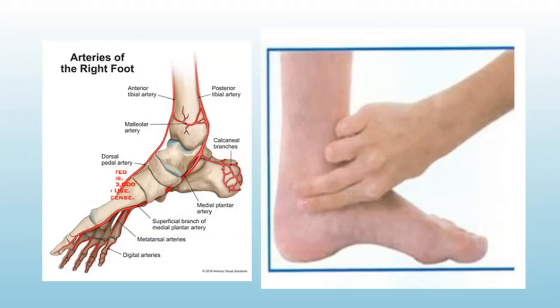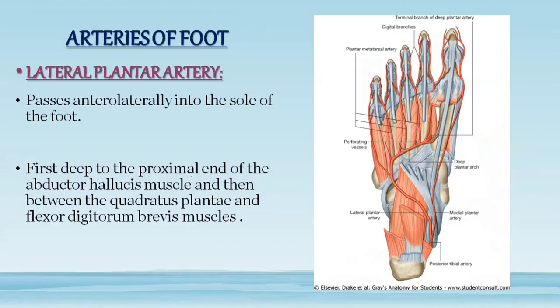Now look at the picture. This is the medial malleolus and this is the heel. In between these two structures, the pulsations are felt. Now this is the posterior tibial artery on the medial side of the ankle behind the medial malleolus, and it bifurcates into two branches, that is the medial plantar artery and the lateral plantar artery.